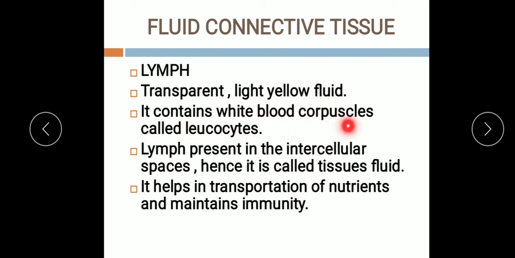It contains white blood corpuscles which are known as the leukocytes. Lymph is present in the intercellular spaces also, means the space in between the cells. So it is called the tissue fluid also. It helps in the transportation of nutrients and maintains the immunity. So fat molecules are transported with the help of lymph.